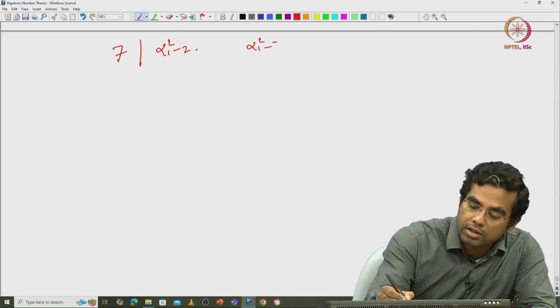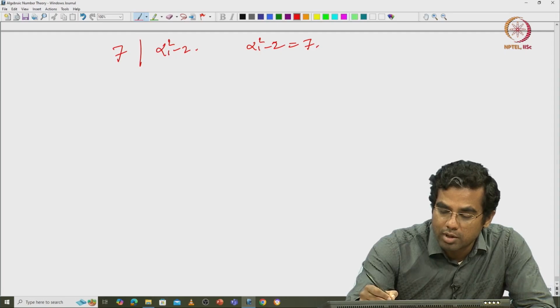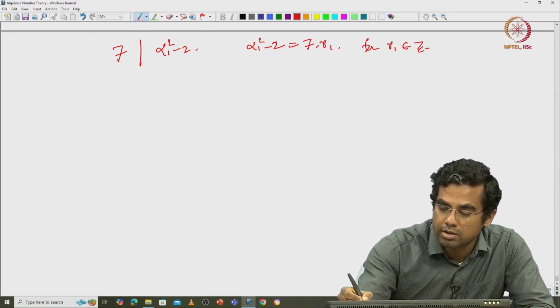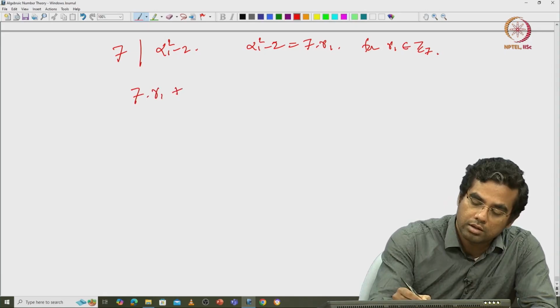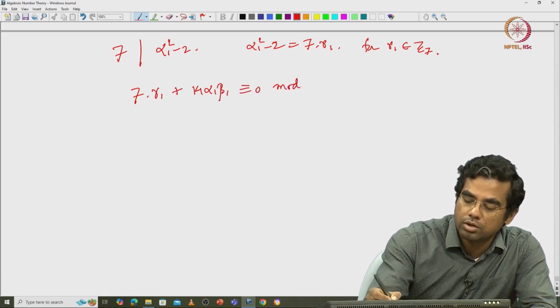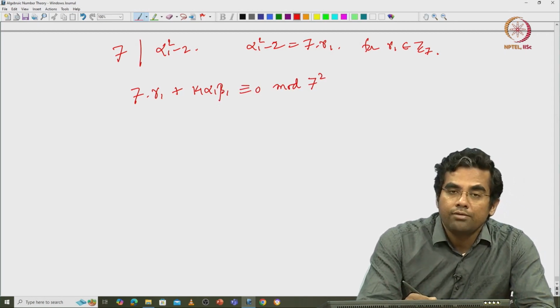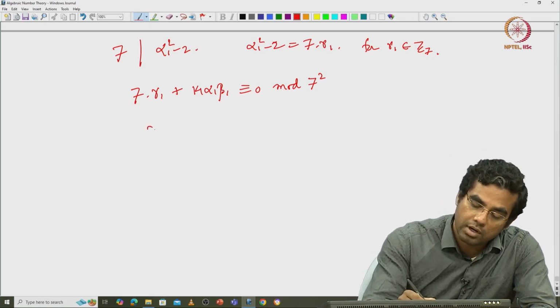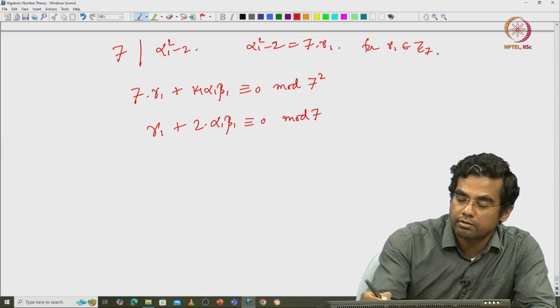Alpha 1 squared minus 2 is 7 times something, some other gamma 1, for gamma 1 in Z7. So, I can rewrite this as 7 times gamma 1 plus 14 alpha 1 beta 1 is congruent to 0 mod 7 squared. But now the left hand side is divisible by 7. So, I divide by that and I get gamma 1 plus 2 alpha 1 beta 1 is congruent to 0 mod 7.